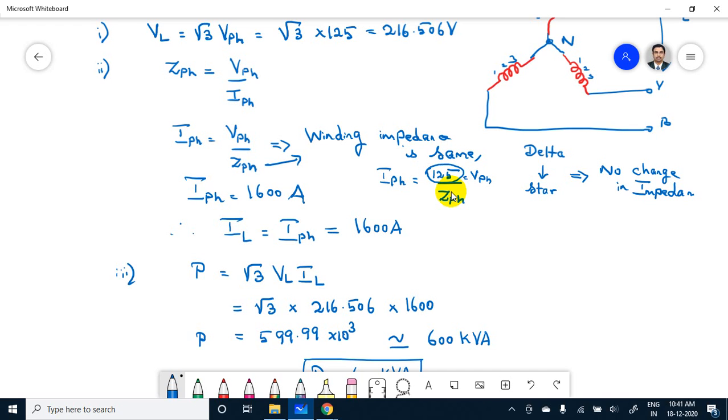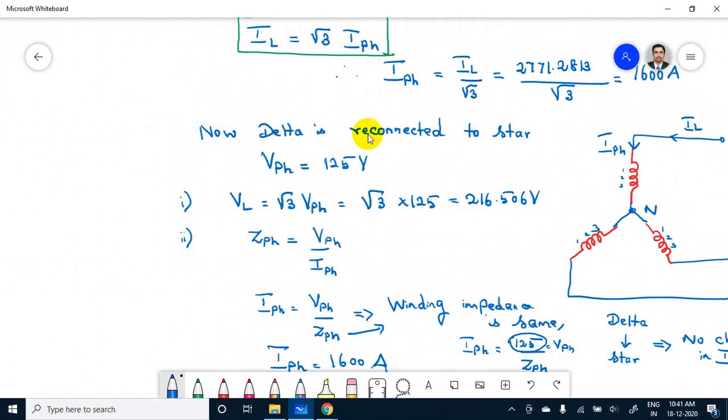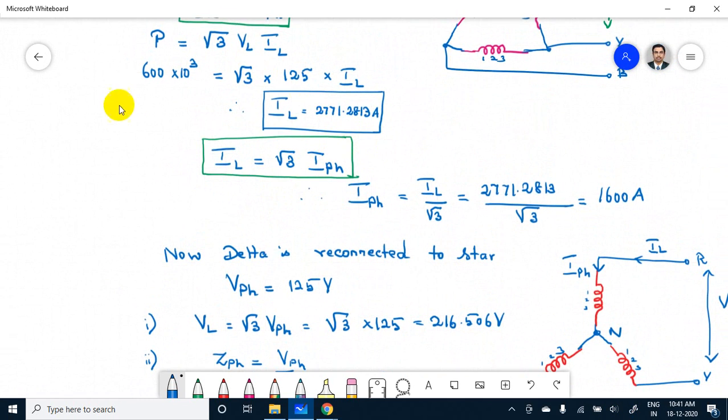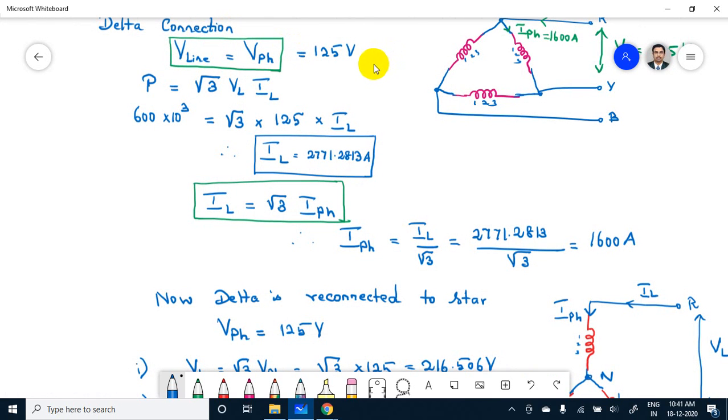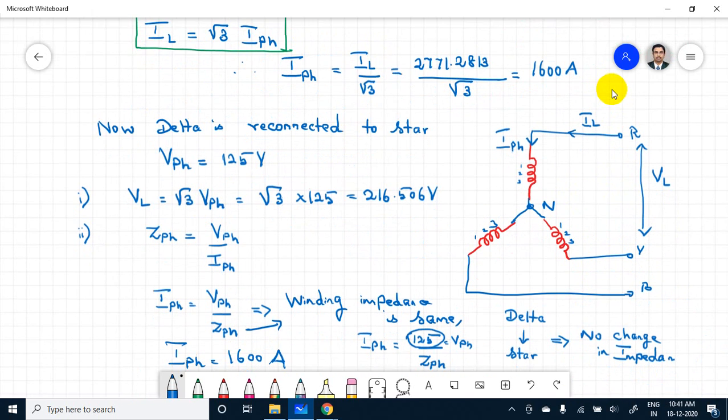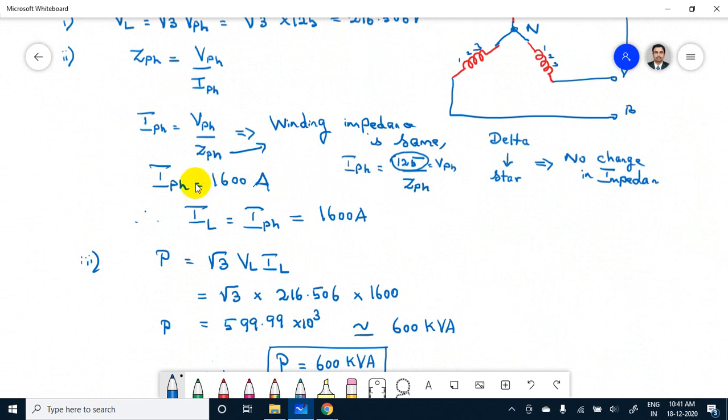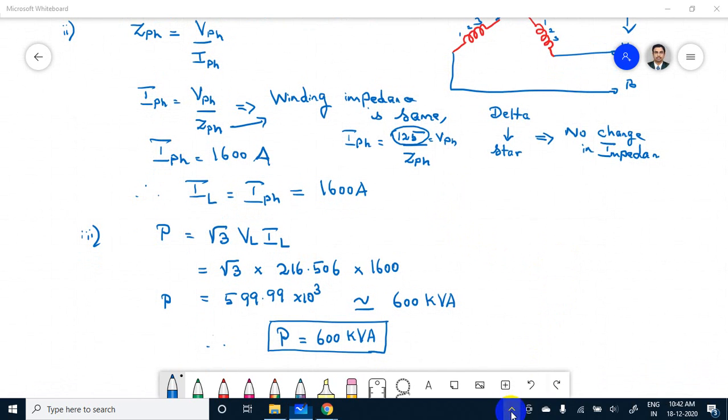Now when the phase voltage is 125 volt, what is I phase? Ashwanand, can you please tell me? When V phase equals 125, what happens to my I phase? We have to return back to our first concept. V phase equal to 125, I phase equal to 1600. Do you understand? So that's why I have written this direct value: I phase equal to 1600 ampere. Do you understand this concept? It's clear now? Ashwanand, is it clear? Little doubt, sir.